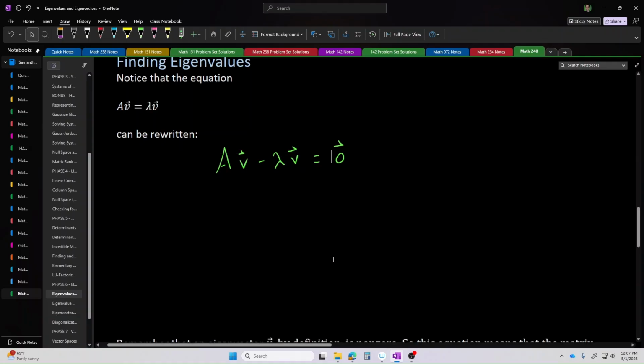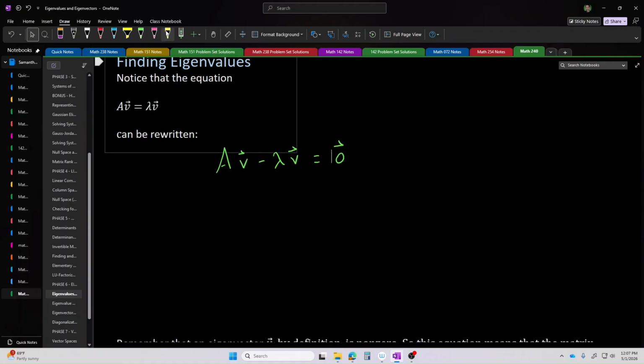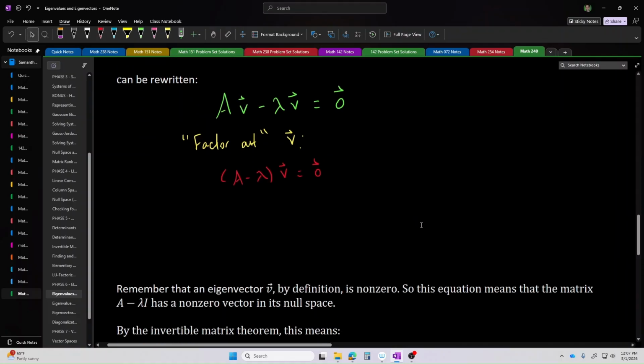Now both of the terms on the left contain a copy of the vector V. And I would like to, in some sense, factor out the vector V from this expression. I have to be careful when I do this because if I just write an expression (A minus lambda) times V, what I've written right here doesn't make any sense. What I've written right here has a syntax error.